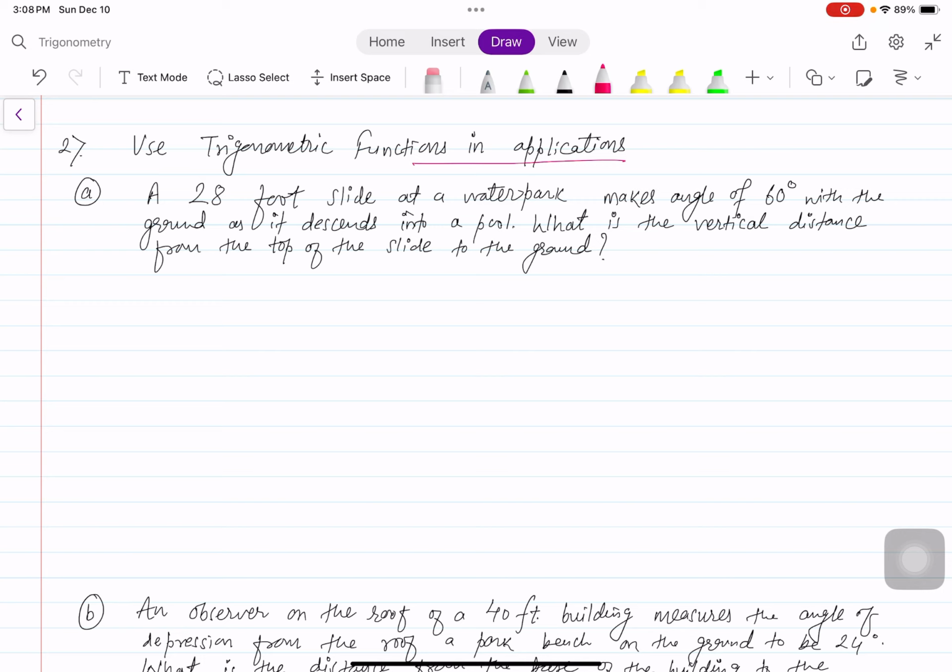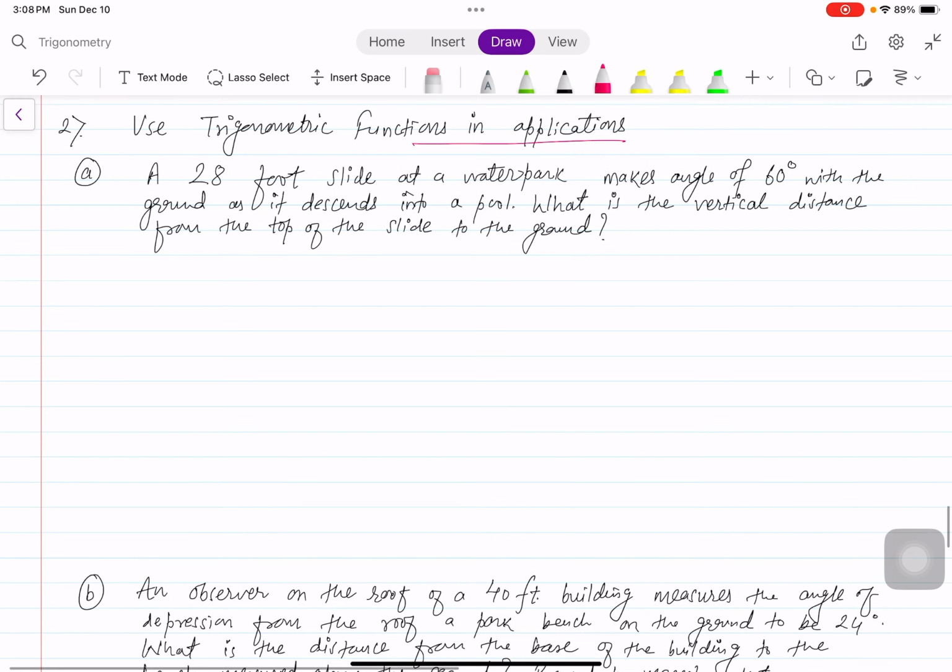So this is a 28-foot slide at a water park. Let's try to construct the scenario. 28-foot slide. So this is the slide, this length is 28 feet, and what is the vertical distance? This is the vertical distance that we want to find. Say this to be x. If we join the horizontal, this will create a 90 degree angle. That is our assumption here. What is the vertical distance from the top of the slide to the ground? So we want to find x.